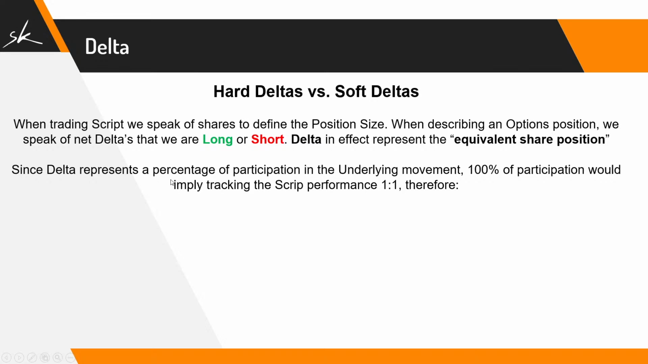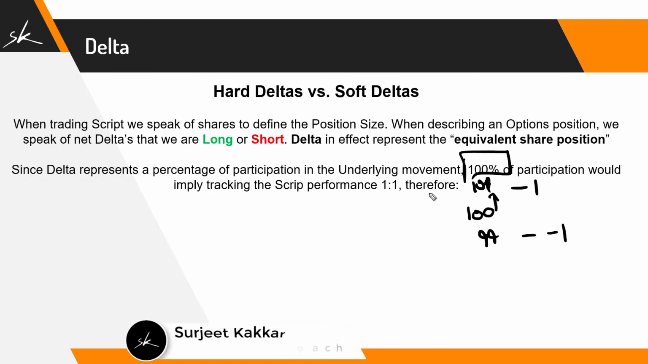So, since delta represents a percentage of participation in the underlying movement, 100% participation would imply tracking the script performance 1 is to 1. So, what do we mean by 100% participation? Like it happens in a stock. If I buy a stock at 100 rupees, and the stock goes to 101, I make a profit of 1 rupee. If the stock goes to 99, I make a loss of 1 rupee. So can you see my participation is 100% when I'm buying a stock, because a 1 rupee move gives me 1 rupee profit, or a 1 rupee move gives me 1 rupee loss. So that is a 100% participation.